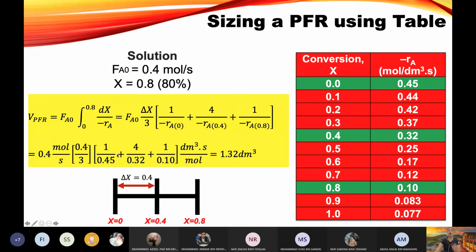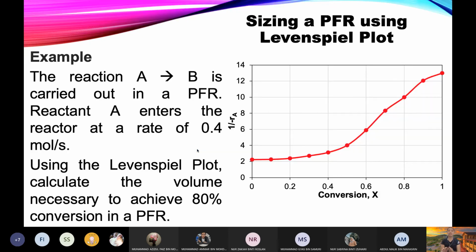In brackets, 1 per minus RA when my X is 0 is 0.45, plus 4 per minus RA when my X is 0.4, which is 0.32, plus 1 per minus RA when my X is 0.8, which is 0.10. Okay, so when you calculate this correctly, again, try to do the unit cancellation. You will get the unit as dm cubed and the answer is 1.32. Okay, this is using the table.